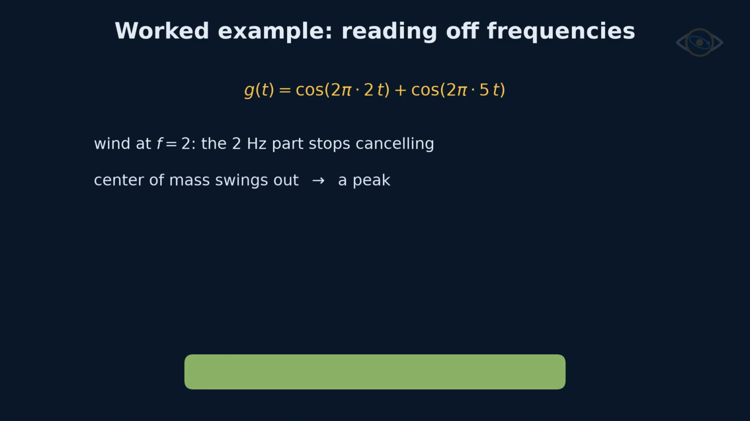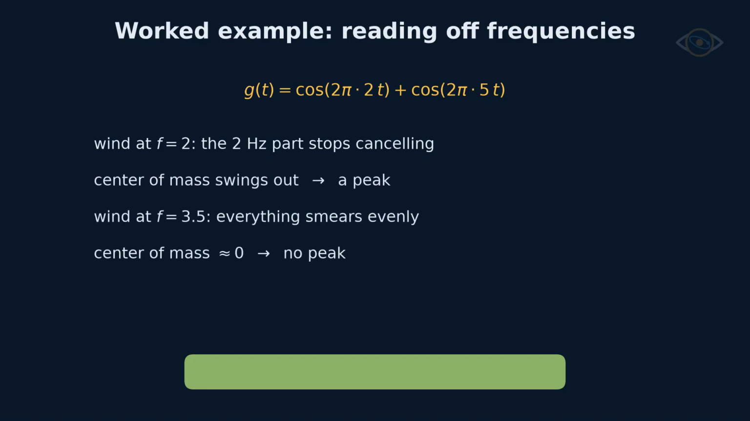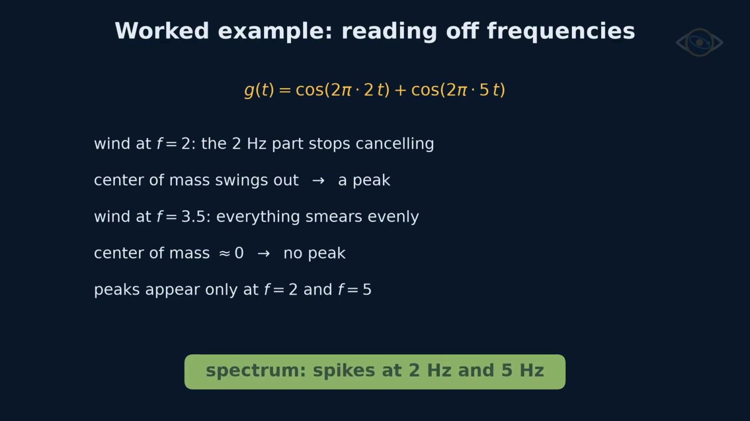Let's make it concrete. Take a signal that's a 2 Hz cosine plus a 5 Hz cosine. Wind at 2 Hz, and the 2 Hz part lines up. The center of mass lunges out into a peak. Wind at 3.5, and everything smears around evenly, so the center of mass sits near 0. No peak. Only 2 and 5 light up. So the machine hands back exactly the recipe. Spikes at 2 and 5 Hz, nothing in between.